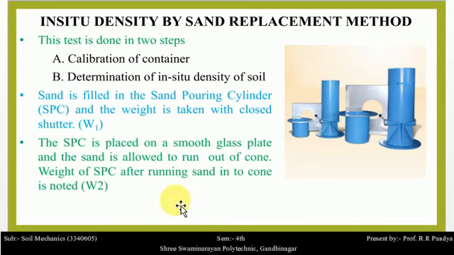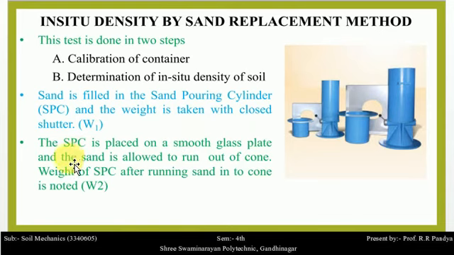Now, in situ density by the sand replacement method. In the sand replacement method, there is a cylindrical tube and a square plate with a circular hole in the center. This test is done in two steps: calibration of a container, and second, determination of in situ density of soil. Sand is filled in the sand pouring cylinder, and the weight is taken with a closed shutter and named W1.